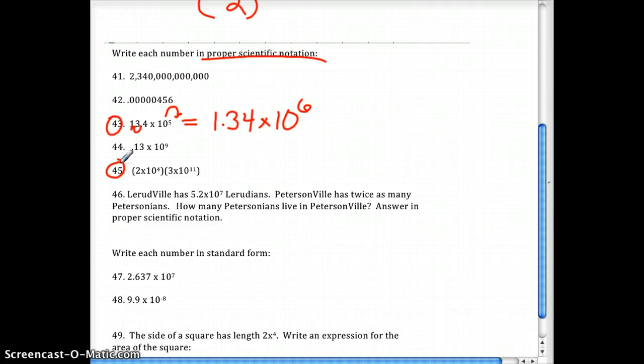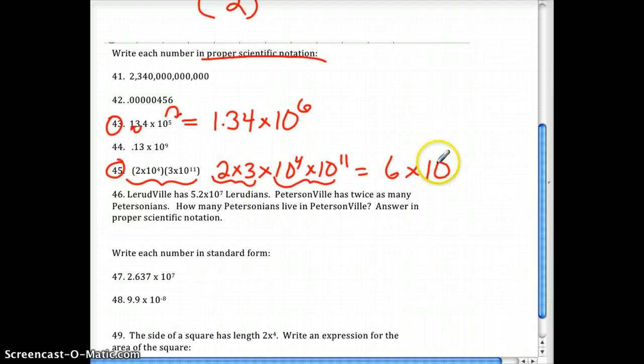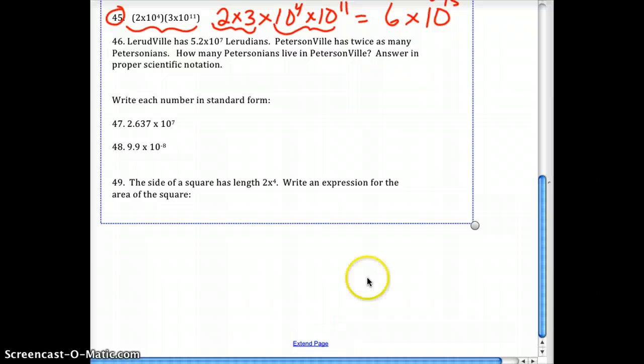Let's go take a look at number 45. The parentheses in multiplication don't matter. So I would suggest that you look at this one like this. You've got 2 times 3, which has always been 6. And you've got 4 tens times 11 tens, which would make 15 tens. And that is in proper scientific notation. We've got our number between 1 and 10, not including 10, and times 10 to a power. All right, let's go do one more of these down here.